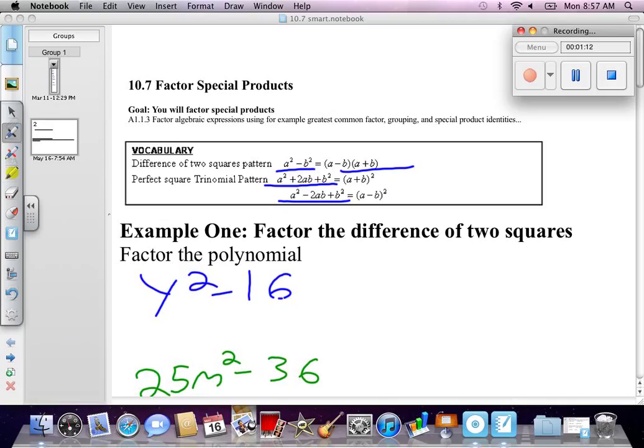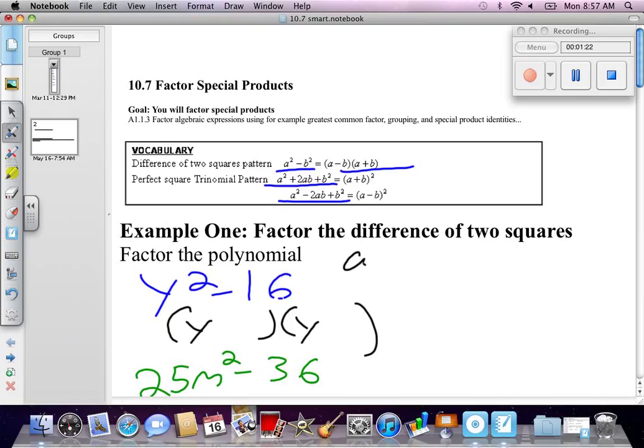Anybody? Y? What's the square root of 16? All I'm doing, I've got what a and b equal. All I'm doing is filling it in now. Done.